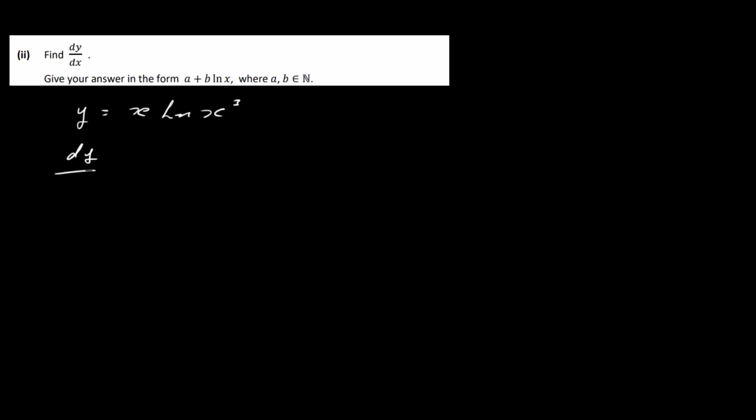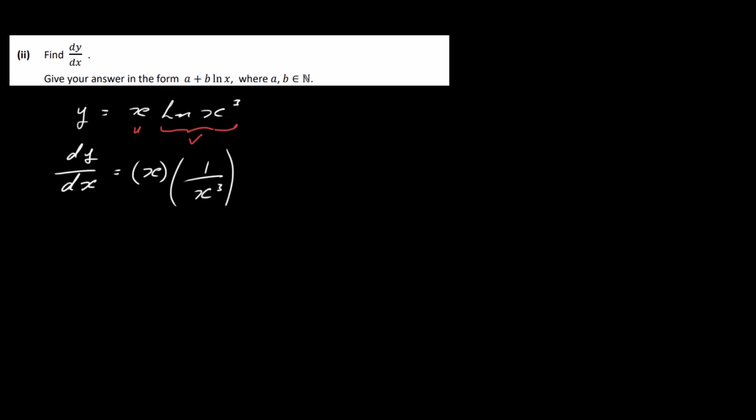So dy dx is equal to, let's say, this one here u, and this part here v. So it's going to be u dv dx plus v du dx. So u is x. We've got to multiply that by what we get when we differentiate this here. Well, if you differentiate log of x, you get 1 over x. So if you differentiate log x cubed, you're going to get 1 over x cubed.